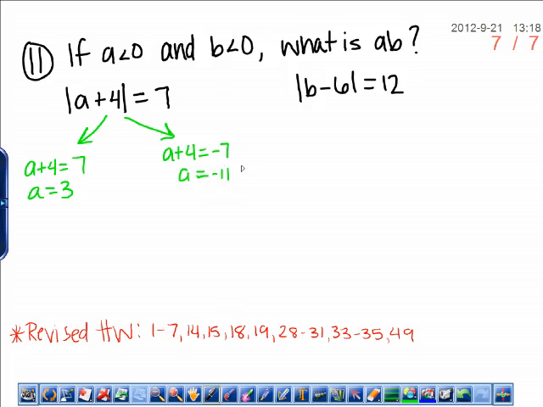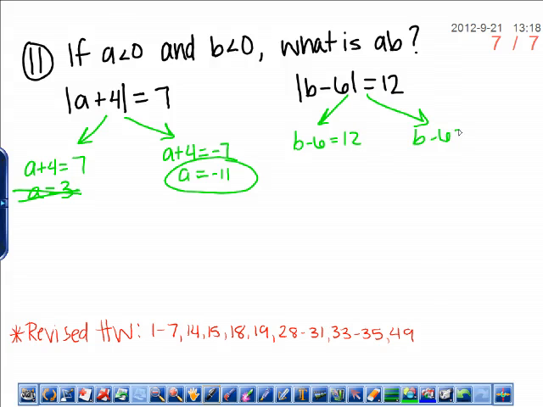So based on our constraints, which one do I want to use? The negative. Yeah, because it says A is less than 0. So I don't want this one. I want to just keep this one. All right, let's solve for B. What are the two equations I write? All right, add 6, so I get B equals 18. And I get B equals negative 6. Which one do I want? Negative 6.